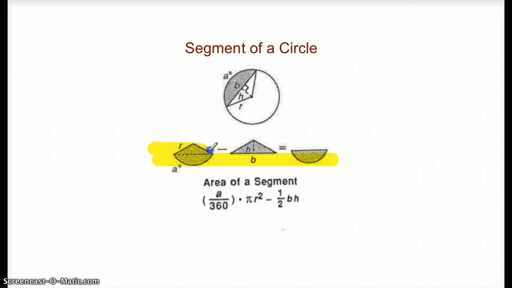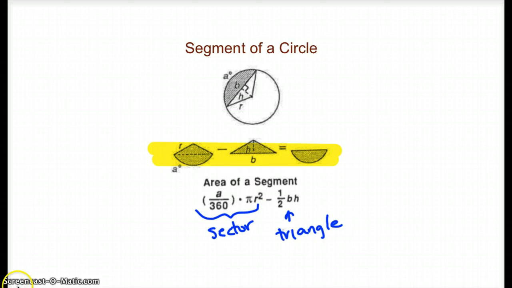You'll find that the picture equations are kind of helpful for a lot of you, but if you're not into picture equations, then you can also think about this as basically sector minus triangle.